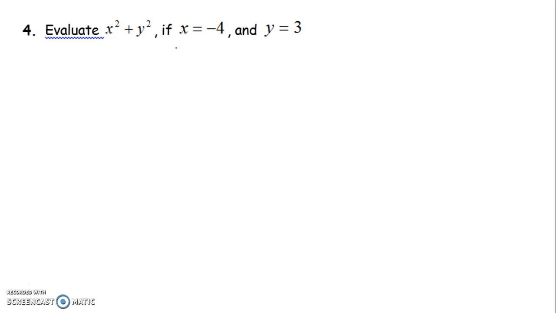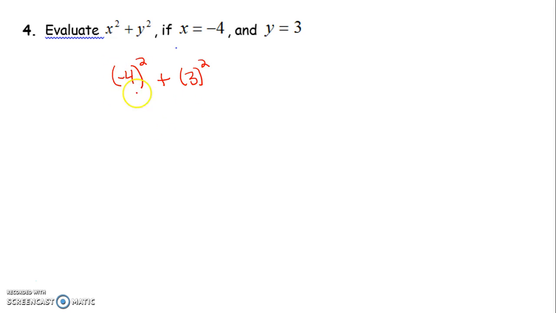For number 4, your teacher just wants you to evaluate this algebraic expression, x squared plus y squared, if the teacher tells you that x is -4 and y is +3. So in order to evaluate this, in place of x, we're going to put (-4) squared. Please make sure your -4 is within parentheses, your squared is on the outside. Plus y squared would be 3 squared.